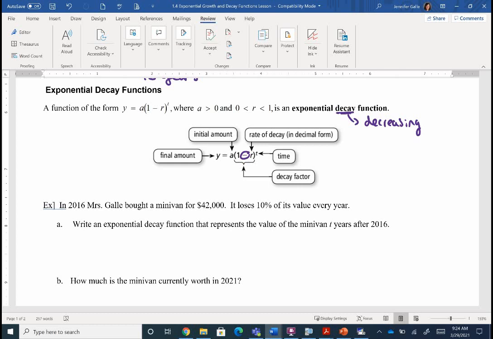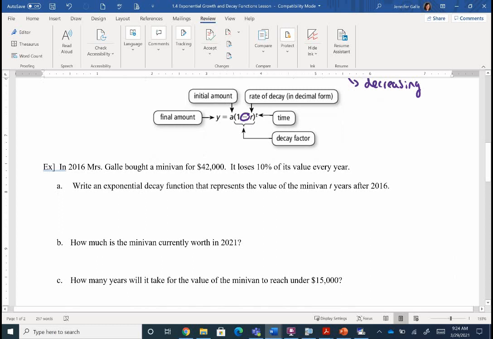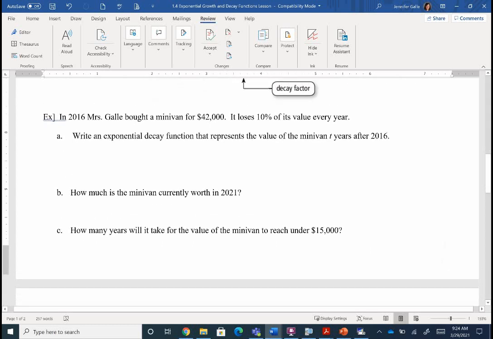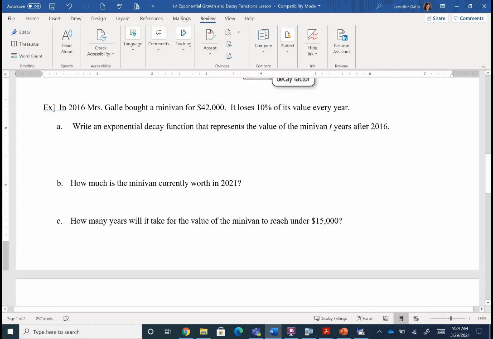So if you're like, well, okay, Miss Golly, when would something like this come up? Well, for example, in 2016, I bought a minivan for about $42,000. It loses 10% of its value every year. So I want to be able to figure out, hey, after how many years should I think about getting rid of this thing so I get a decent trade-in value? How long should I make this minivan last? At what point is it no longer worth sticking parts into it to get it to run versus maybe I should trade it in and get as much money as I can out of it?